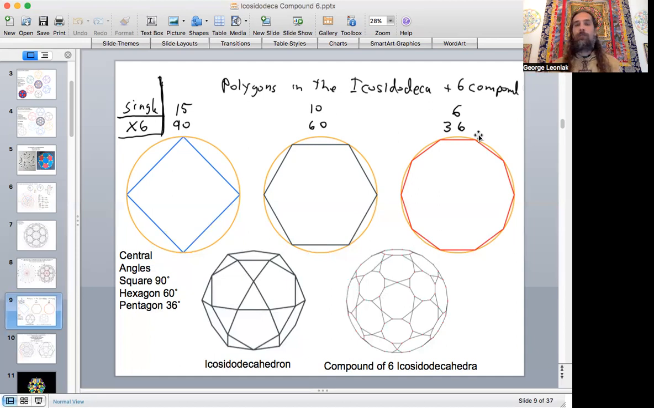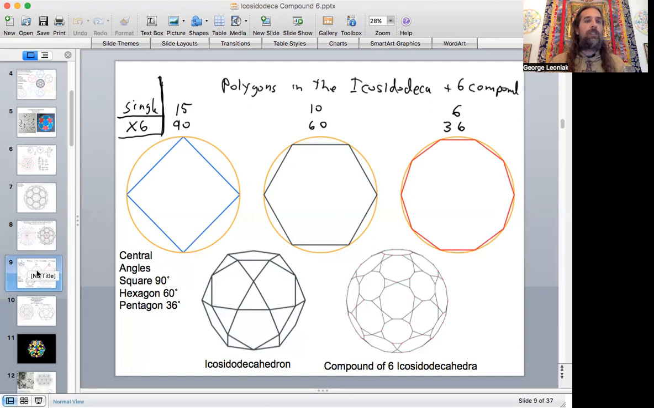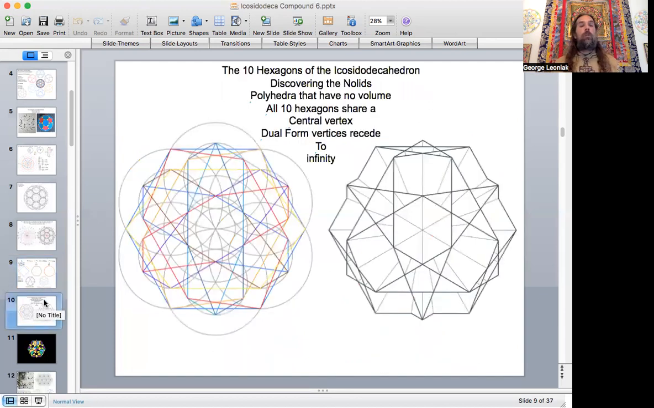It's just amazing to me how the numbers added up to the same amount of polygons that are in this big compound of 6 Icosidodecahedra. They're actually the same numbers as the central angles of the polygon shapes themselves. It's just magical stuff. So I woke up that morning and I was like, let's take a look at these hexagons. And I started to draw this before I knew anything about what it was.